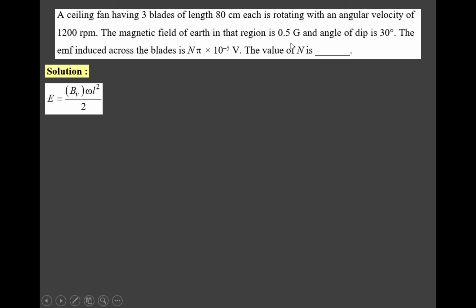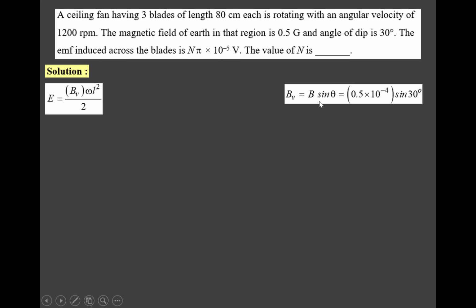And here Earth's magnetic field and the angle of dip, both are given to you. Angle of dip, that is the angle made by Earth's magnetic field with horizontal direction. So here from that information, first we have to calculate vertical component of Earth's magnetic field. तो चलो कैलकुलेट करते हैं.